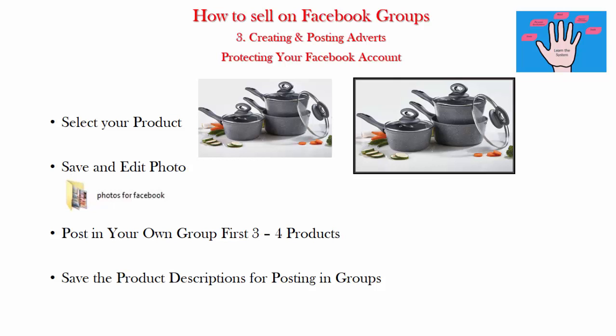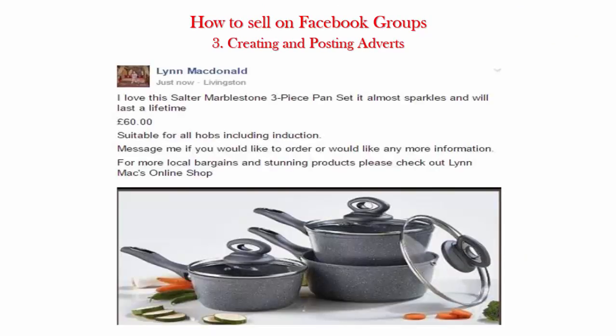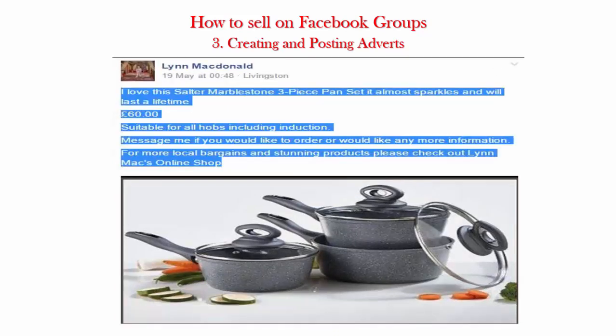Save the product descriptions for posting in groups. When I save a product for my own group, I then save the product description, open up a Word document and save it there. I'll show you that a little bit closer in a second. A quick tip: familiarise yourself with the product range, the products, the prices, what's selling. Here we have the post that I was posting this morning. Edit the text and save it onto that Word document, ready for posting in your groups.